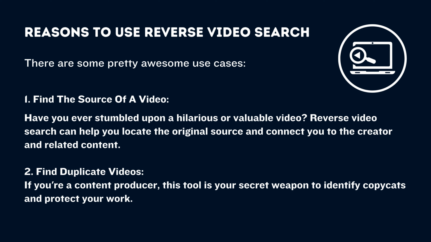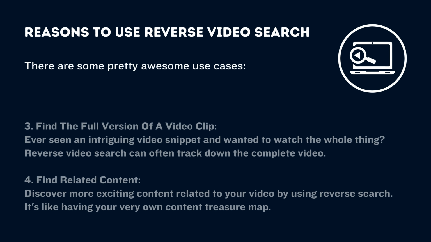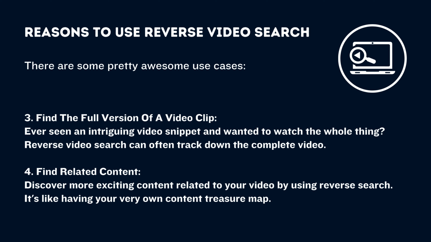2. Find duplicate videos. If you are a content producer, this tool is your secret weapon to identify copycats and protect your work. 3. Find the full version of a video clip. Ever seen an intriguing video snippet and wanted to watch the whole thing? Reverse video search can often track down the complete video.